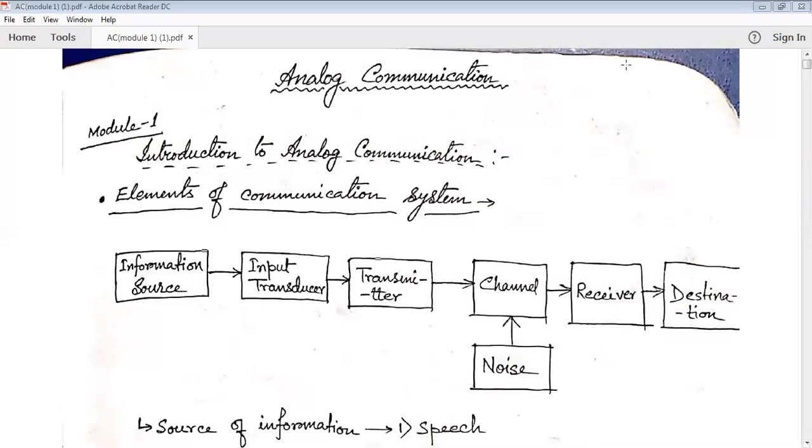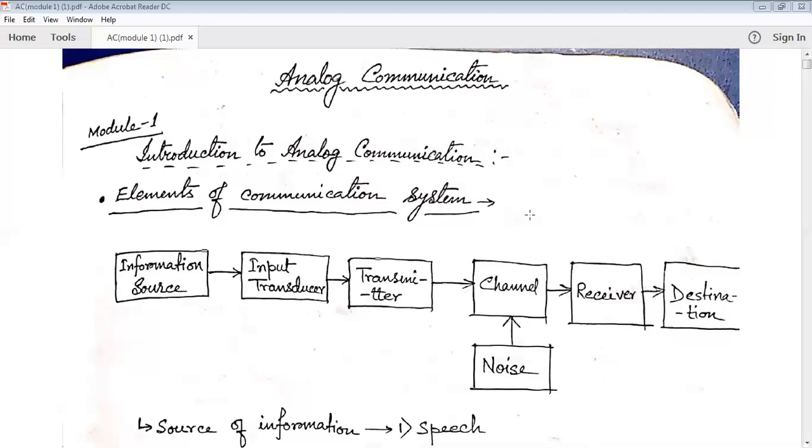In electronics and communication engineering, this communication part is only for long distance communication. How can we communicate with a long distance communicator? So first of all, we have to know what the elements of the communication system are. The elements of a communication system should have an information source.